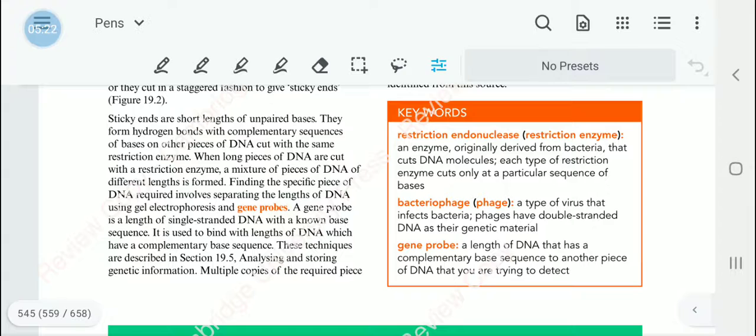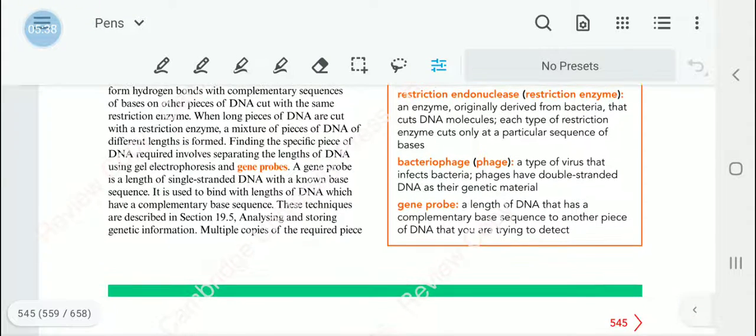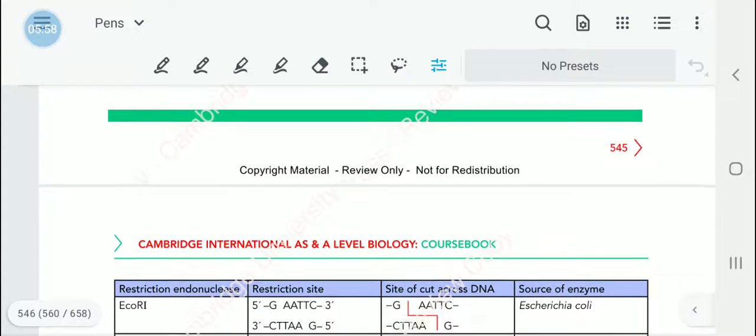So we learned three key phrases here. A restriction endonuclease, or restriction enzyme, is an enzyme originally derived from bacteria that cuts DNA molecules, and each type of restriction enzyme cuts only a particular sequence of bases because these enzymes are specific. Then we discussed bacteriophages. They are a type of virus that infects bacteria. The phages have double-stranded DNA as their genetic material, so that is what we cut. Then a gene probe is a length of DNA that has a complementary base sequence to another piece of DNA that you are trying to detect.